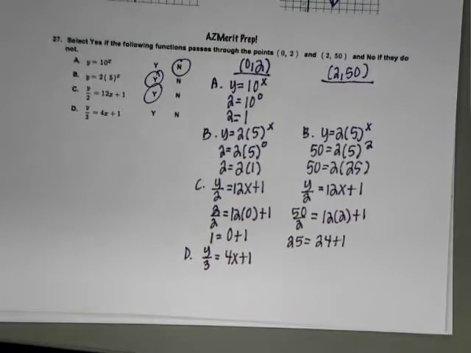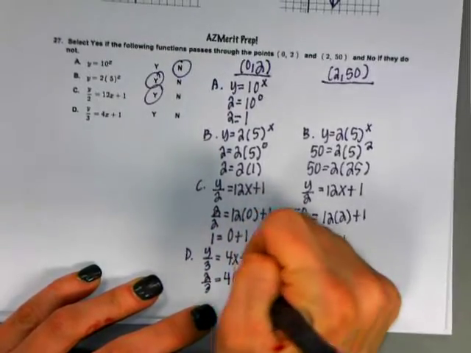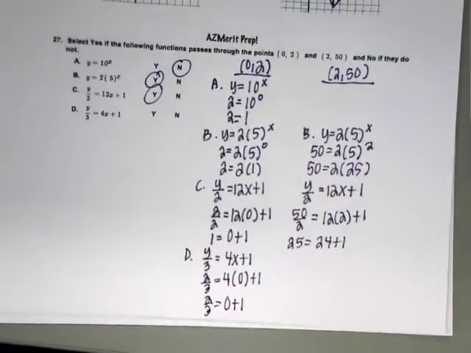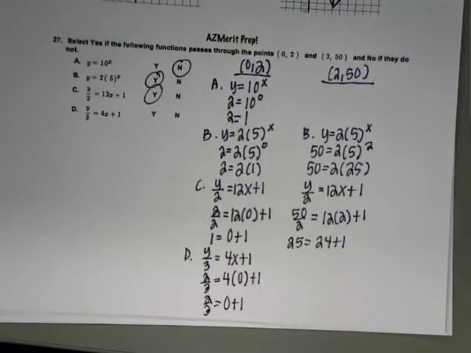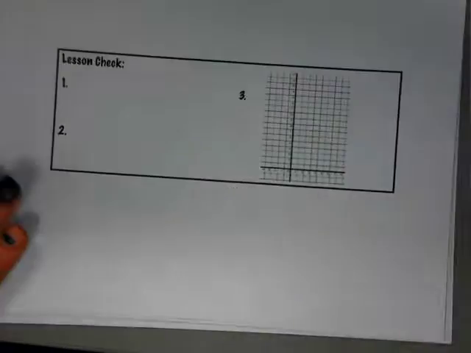Then D, y divided by 3 equals 4x plus 1. So 2 divided by 3 equals 4 times 0 plus 1. So 2 divided by 3 equals 0 plus 1. So does that work? No. Okay. All right, next one.